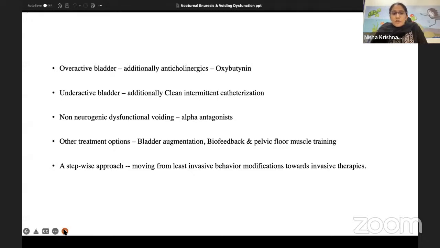The other options, of course, include surgical methods like bladder augmentations. But these are steps which we come to after we have tried step one, behavioral modifications, the second part, pharmacotherapy, and then we come on to surgical steps. So what is important, and a take-home message for this part of the talk, is that it always has to be a stepwise approach where no problem should be dealt with as something too simple or too mundane. Every single aspect of an approach to the bladder is extremely important.